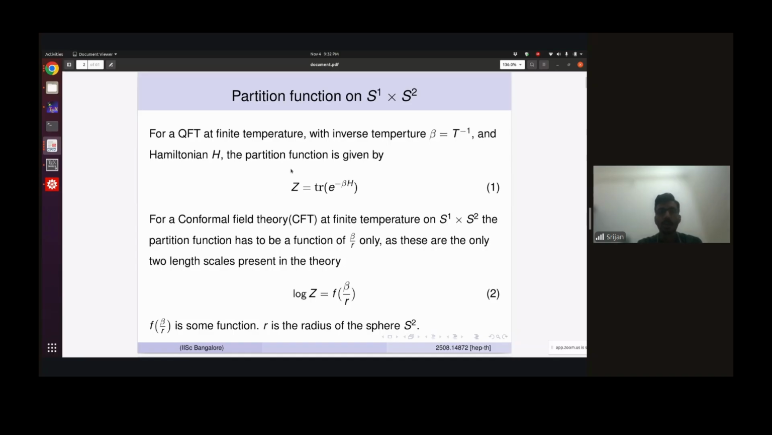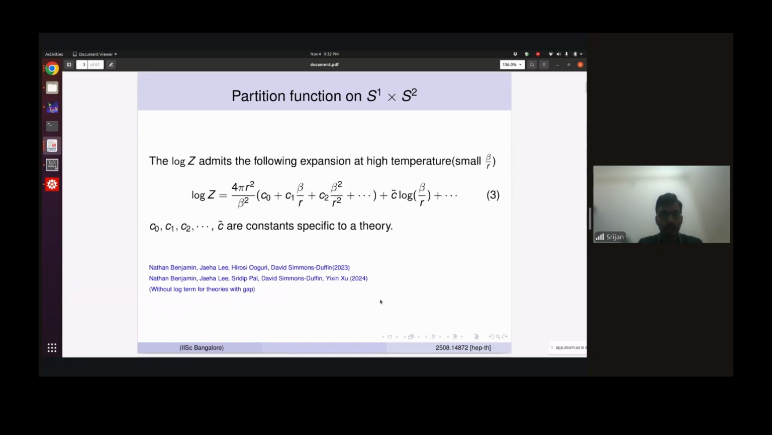And now this partition function is a dimensionless object, right? So for that reason, this log Z, or you can talk about the free energy, can only be a function of the ratio beta by r, where this ratio is a dimensionless object. I think that is quite simple to understand.